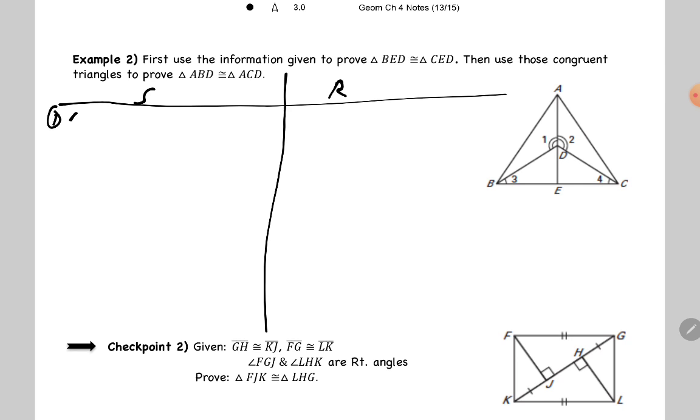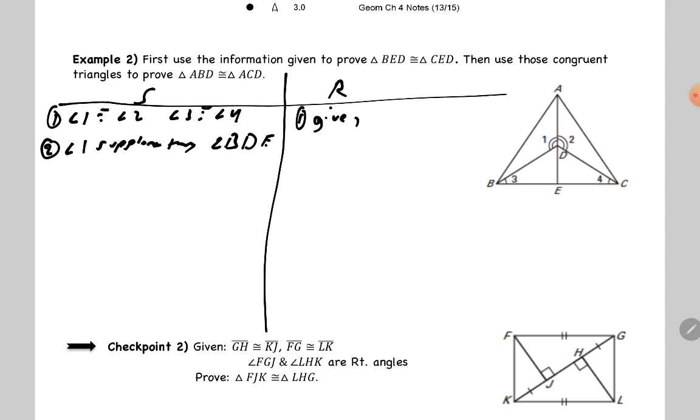Angle 1 is congruent to angle 2. So first thing we need to do is do all our givens. And I'm going to save some space. So angle 3 and angle 4, that was given as well. Okay. 2. Angle 1 is supplementary to angle BDE because of the linear pair definition.